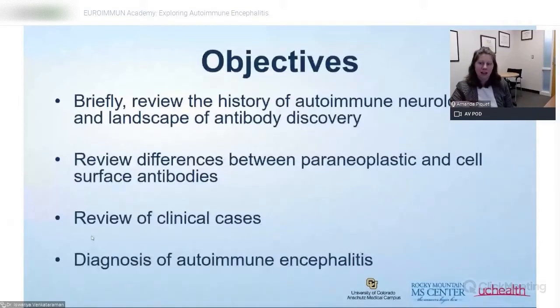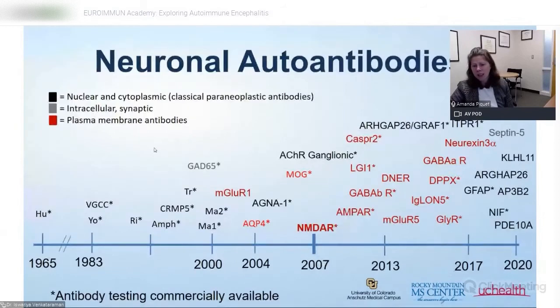So just to give everyone a little bit of background, first we're going to review the history of autoimmune neurology and the landscape of autoantibody discovery. We're going to take some time to review the differences between paraneoplastic and cell surface antibody syndromes and really dive into some cases of autoimmune encephalitis, again, both in adults and pediatrics. And then at the end, we're going to summarize how do we get to the diagnosis of autoimmune encephalitis? Here is the landscape of neuronal autoantibody discovery.